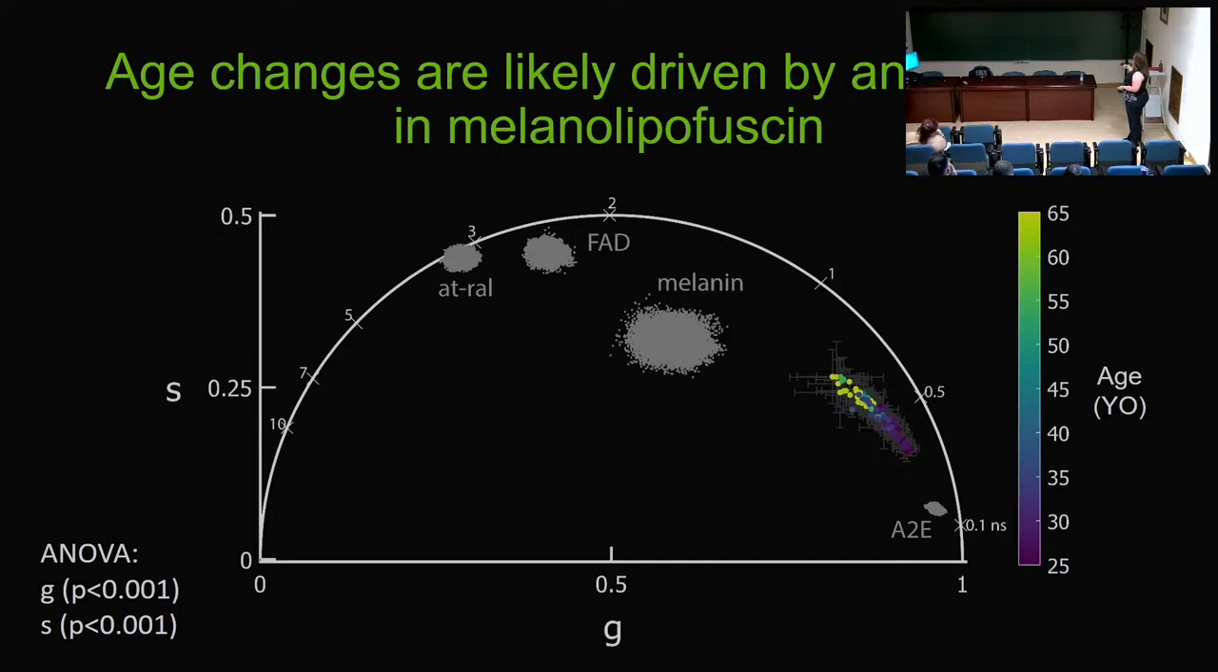Here we're plotting it versus age. You can see in purple the younger eyes moving up to, in yellow, the older eyes at age 65. And what you see is this significant shift towards longer fluorescence lifetime in the older people.